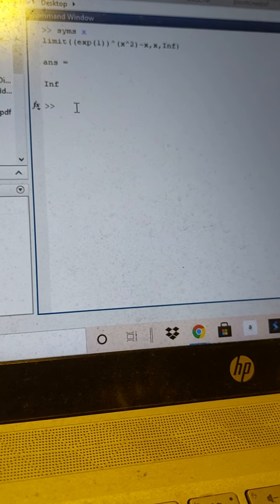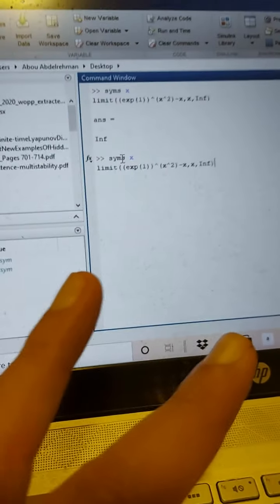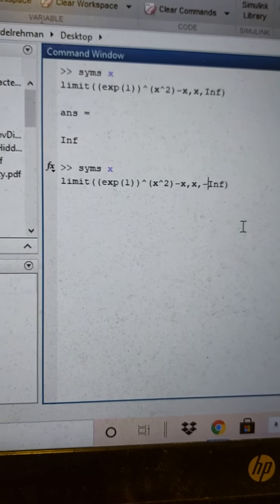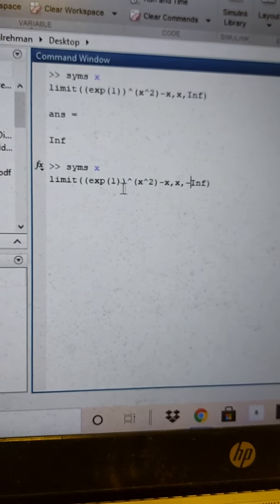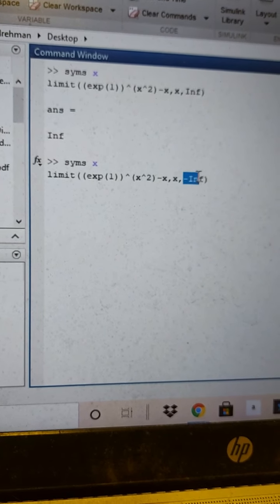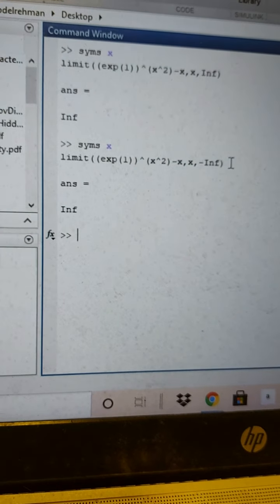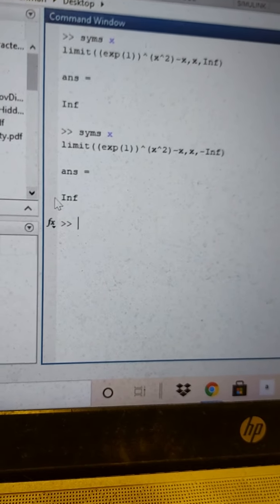If we wanted to change the limiting point to minus infinity, let us see. So we will take this limit as x approaches minus infinity. We need to find this limit. The result is also infinity.